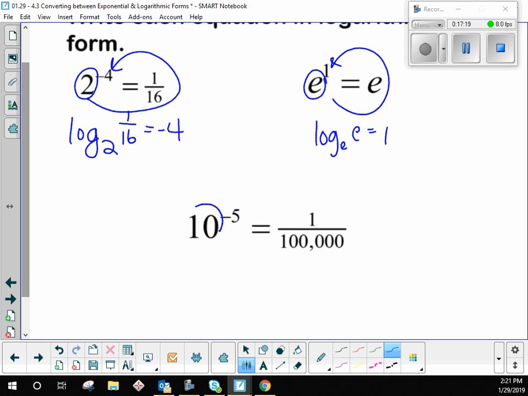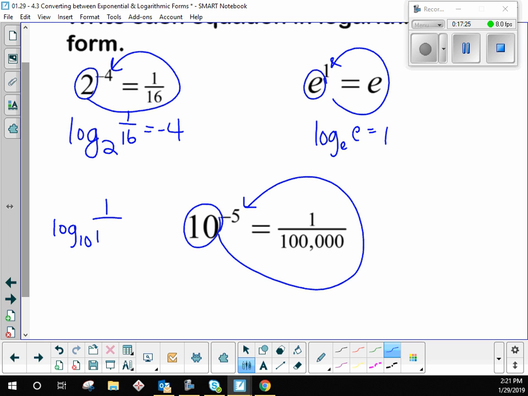And then on this last one, you should have had log base 10 of 100,000 equals -5.